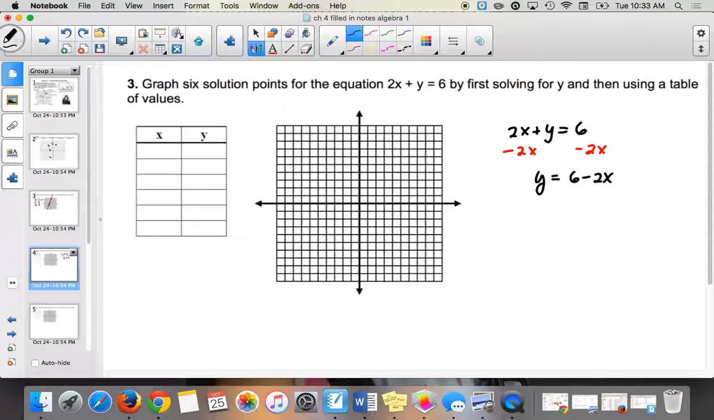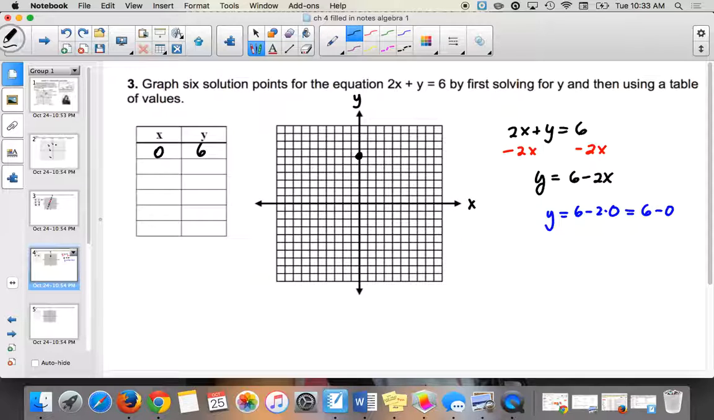All right, so pick some numbers that would be good to pick. Okay, so 0 is always good, right? Plugging in 0 for x. What happens when I plug in 0 for x? What do I get? 0. I get 2 times 0 is 0, so I have 6 minus 0, which is 6. So I have 0, 6. Are we able to graph that point? 0, 6. That means go over 0, up 6. So we're going to go up 1, 2, 3, 4, 5, 6 along the y-axis. So this is called the x-axis, and this is called the y-axis.